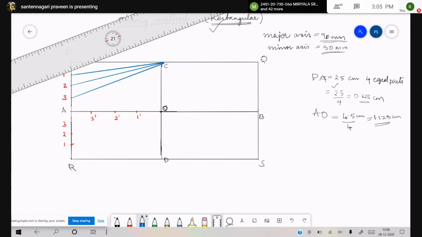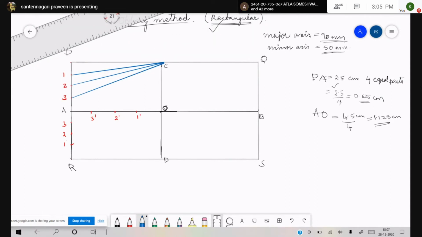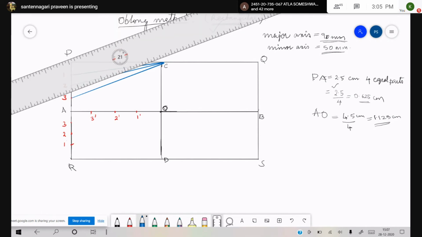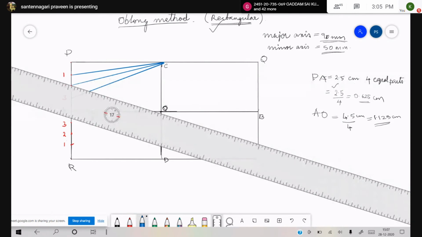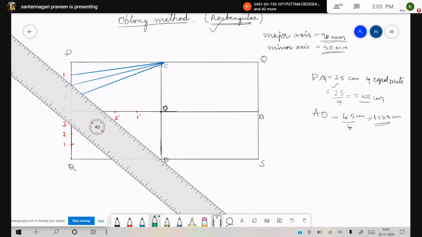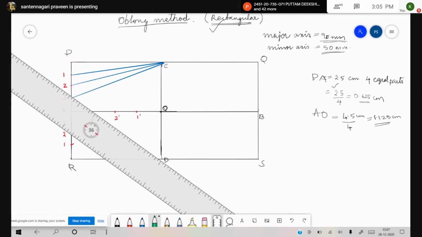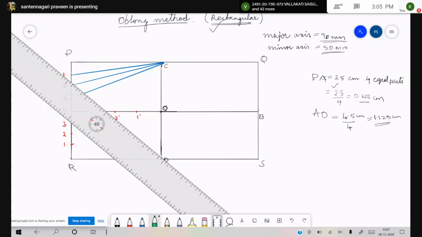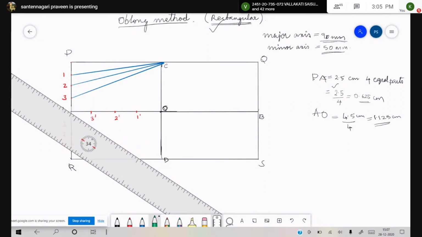Okay, so all the lines have converged at one point, which is called C. Now I change the color. You can do it with the same pencil, but for you to understand, I have taken a different color. One thing you have to remember here is that the minor axis is C and D.